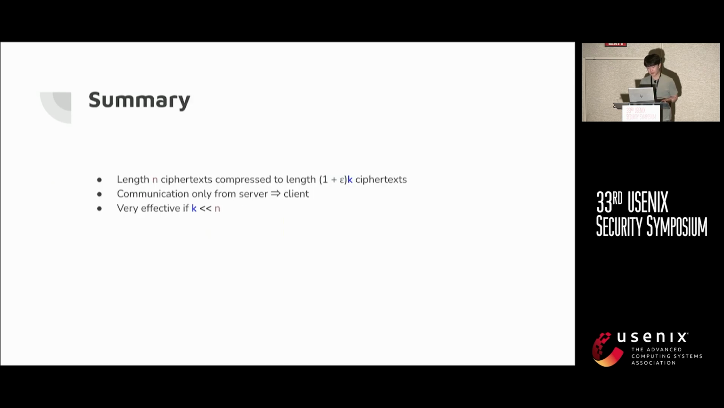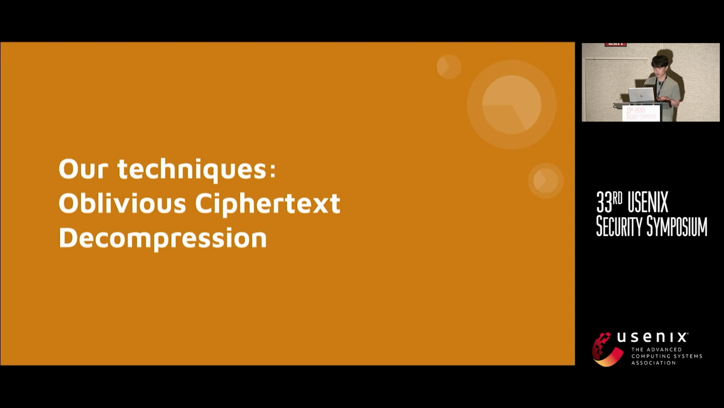So in summary, the length-n ciphertext is compressed down to length (1 plus epsilon) times k ciphertext. And this only involved the communication from the server to the client, right? And as you can see, if you assume that epsilon is small enough, then this is very effective because the value k is much smaller than n in this case. And we'll now present our techniques on the Oblivious Ciphertext decompression.